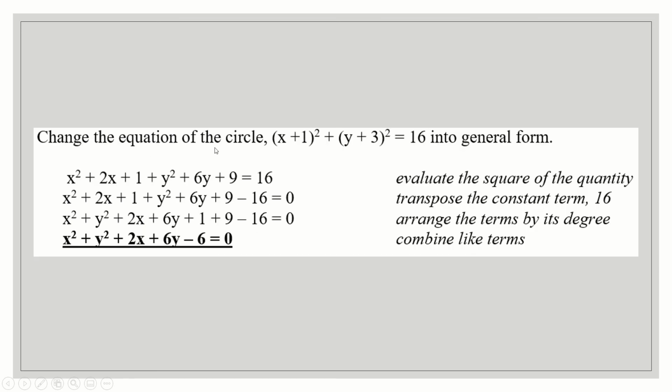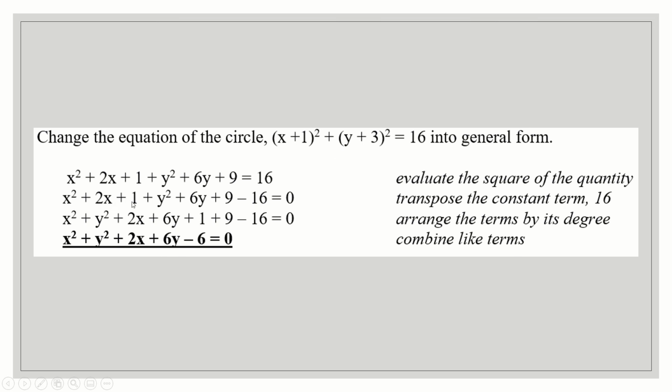Next, change the equation of the circle. We have x plus 1 squared plus the quantity of y plus 3 squared is equal to 16 into general form. So, we have x squared plus 2x plus 1 plus y squared plus 6y plus 9 is equal to 16. X squared plus 2x plus 1 is the result in the square of the quantity x plus 1, while y squared plus 6y plus 9 is the result in the square of the quantity y plus 3.